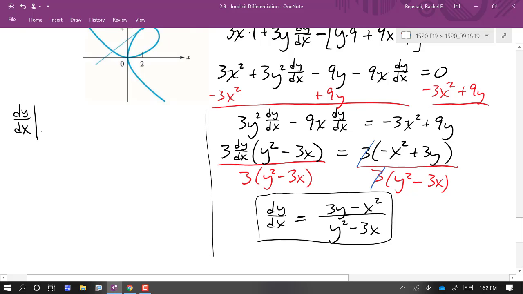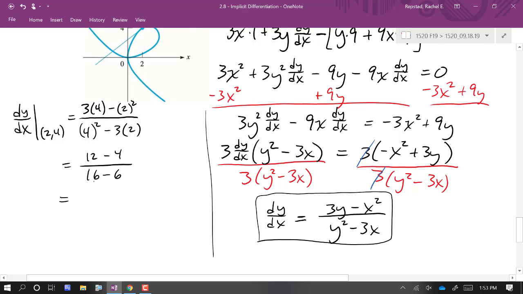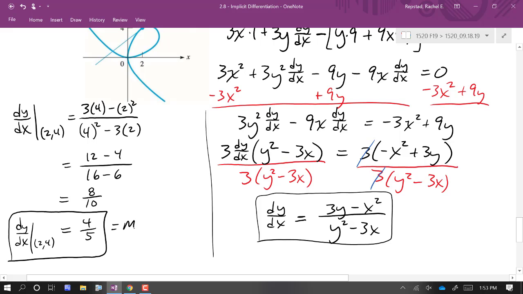That's at the point 2, 4. So we're going to plug in 2 for x and 4 for y. So 8/10 or 4/5. That's our derivative evaluated there, or you could call it m tan at the point 2, 4.